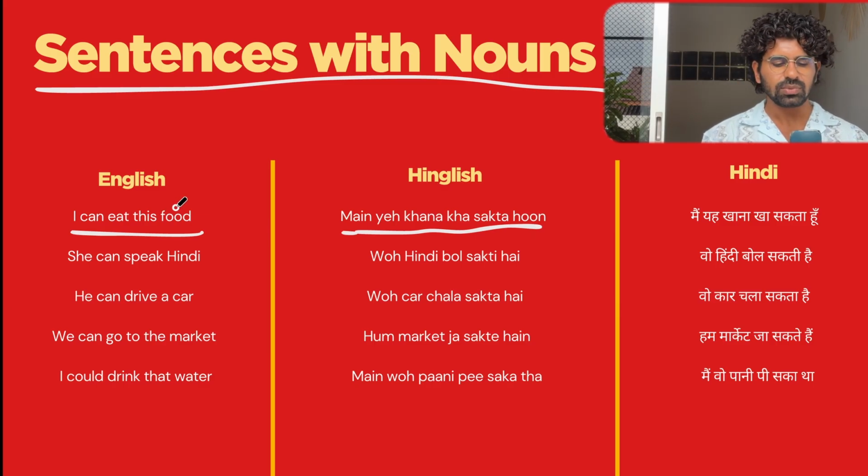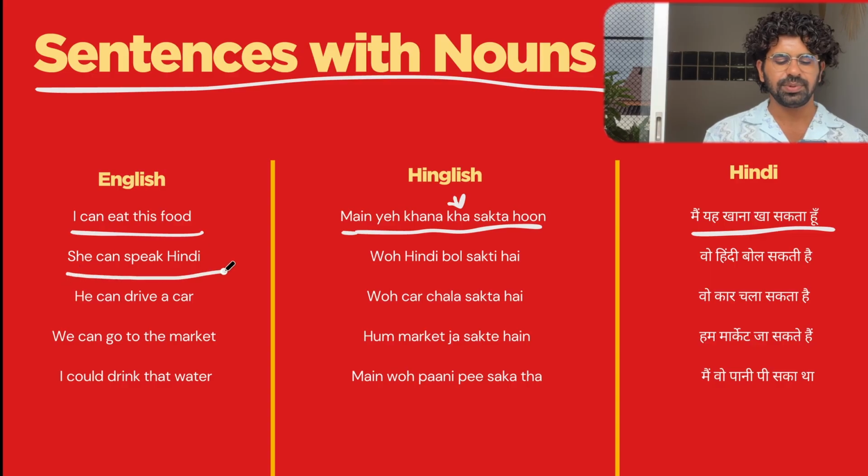ठीक है. Food means खाना and it also means to eat, right? Not to be confused because see, खाना which is to eat will always be conjugated, right? So here you can see kha, this one is to eat, right? Because it's a verb, so verb always gets conjugated. So you would always know which one is food and which one is to eat, right? So not to be confused here. So मैं ये खाना खा सकता हूँ. Okay. Then we have she can speak Hindi. She can speak Hindi.